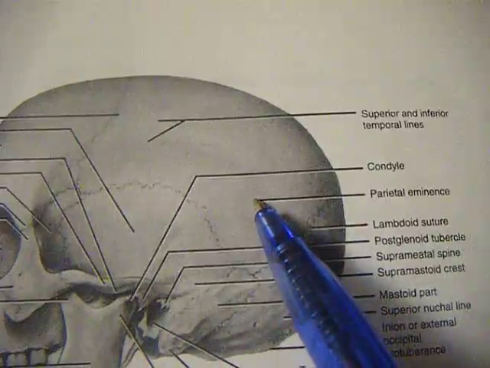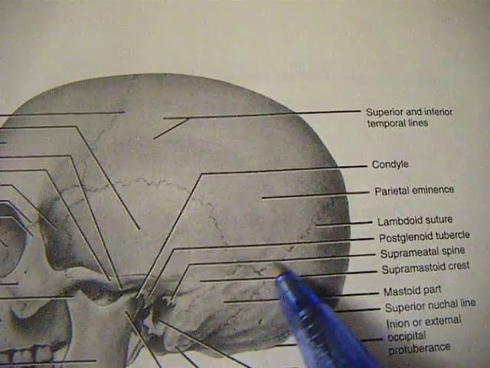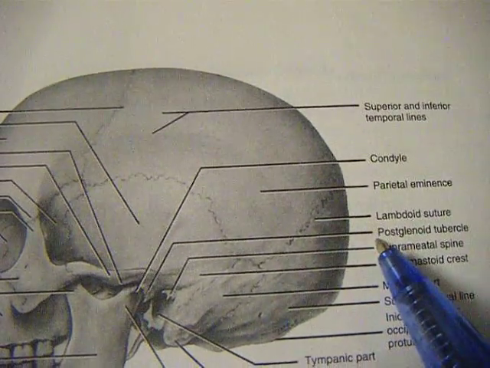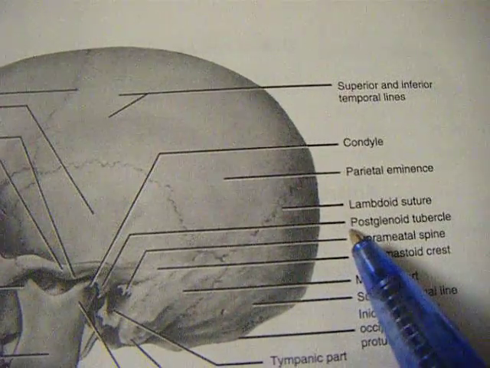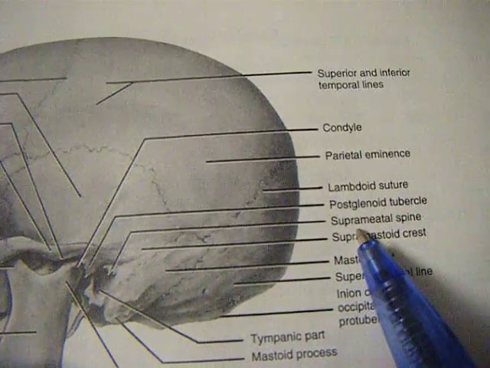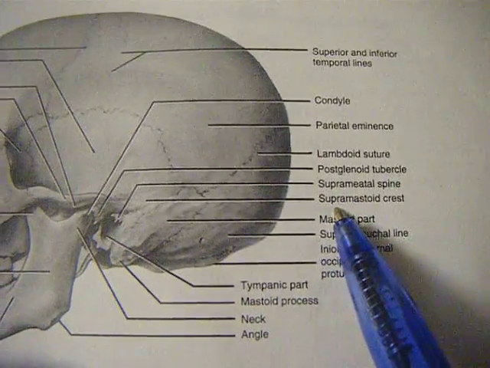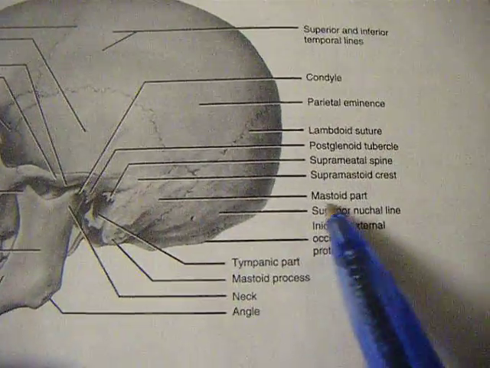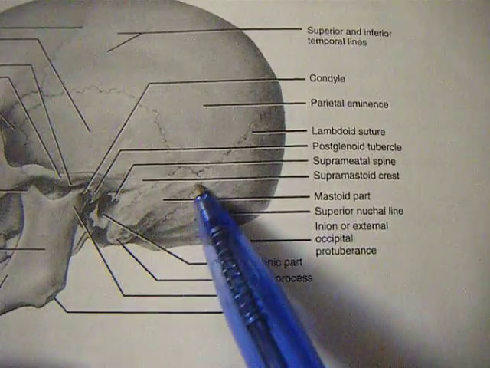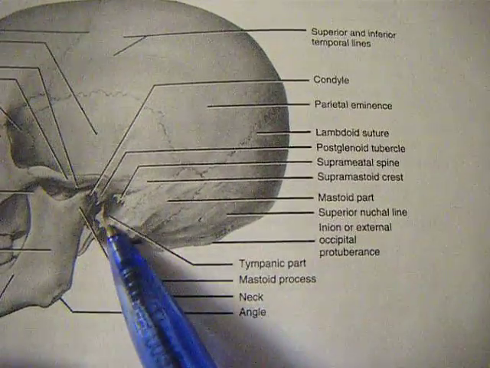This is the parietal eminence. This is the lambdoid suture. Then postglenoid tubercle, suprameatal spine, supramastoid crest, mastoid part of temporal bone. So this is the mastoid part of temporal bone.